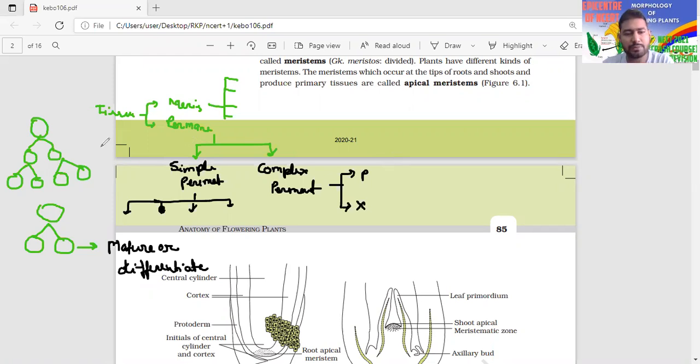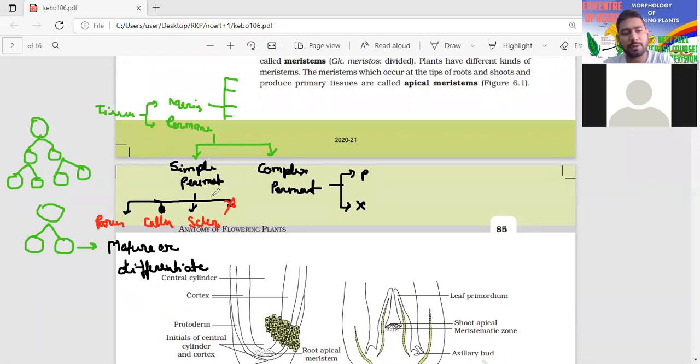Now simple permanent tissue has three different names. Just look here. First one is the parenchyma, second one is the collenchyma, and third one is the sclerenchyma. So parenchyma, collenchyma, sclerenchyma. Is it okay? Is it fine, everyone? Yes, sir.